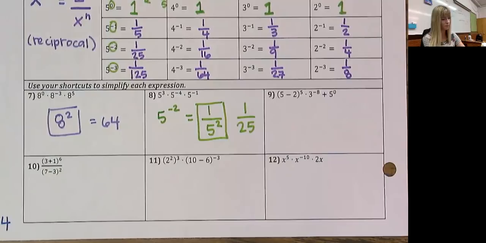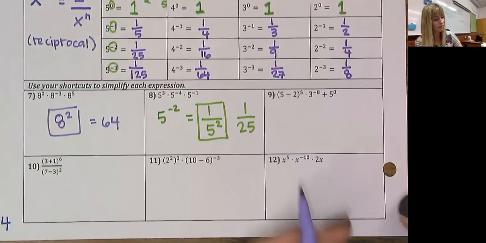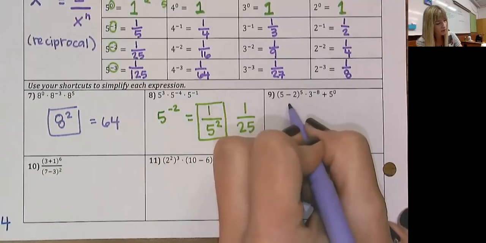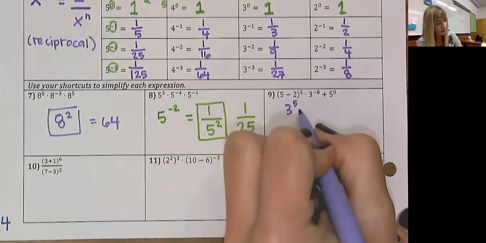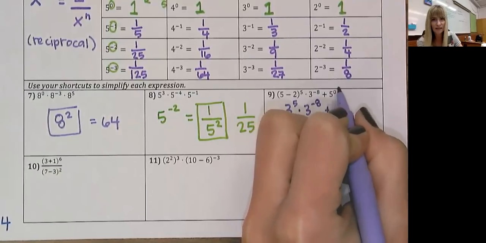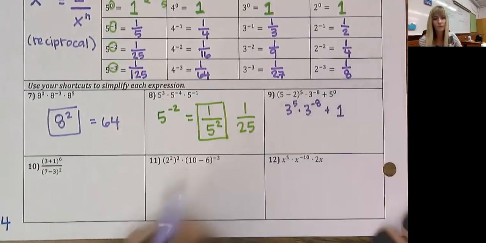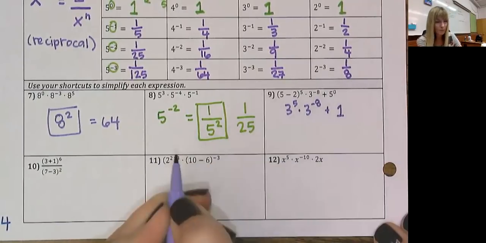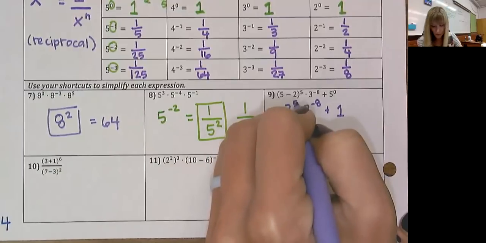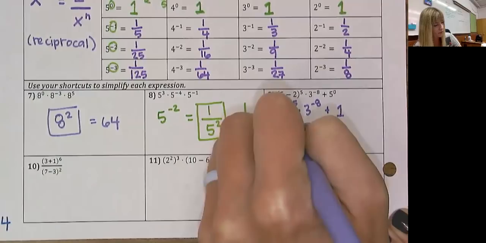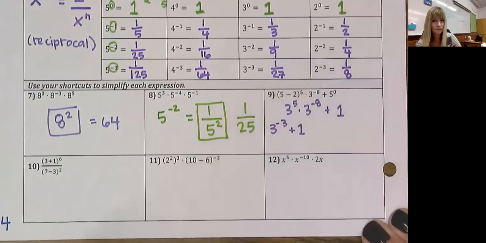Stick with me, here we go. I'm gonna do these parentheses first, because that's what PEMDAS has taught me for years and years. 5 minus 2 is 3 to the 5th times 3 to the -8 plus 5 to the 0. Well, that's a 1. I'm just gonna change that right now. Those are now a product of powers. 3 to the 5th, okay, I'm gonna add those exponents. That is 3 to the -3 plus 1.